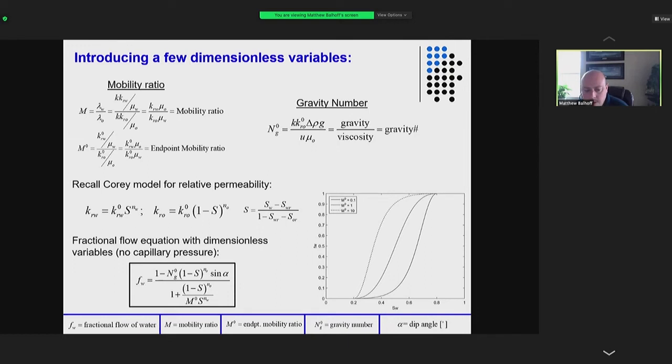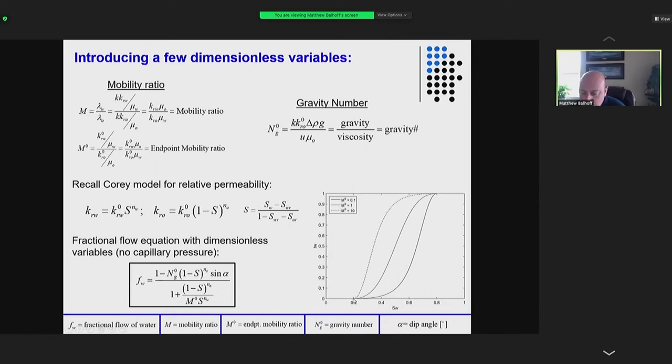And again, this is super generic because if alpha is zero, then this whole term goes away. These curves work for almost any combination of fluids and rates and stuff like that. So that's why we like our dimensionless variables. But let's think about this a little bit.